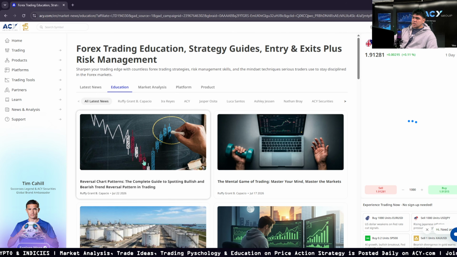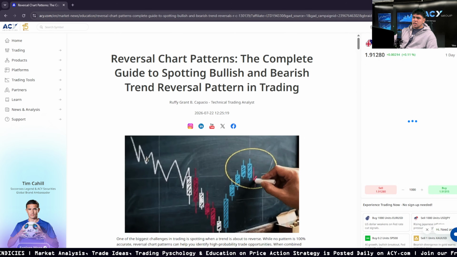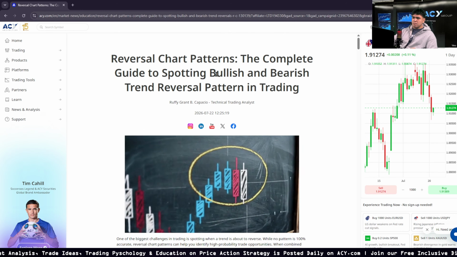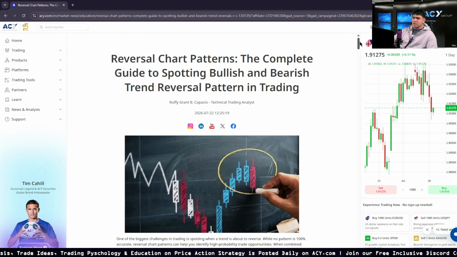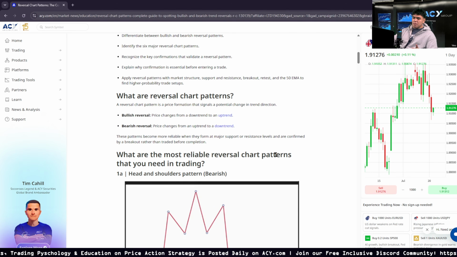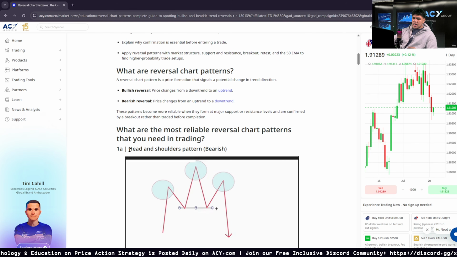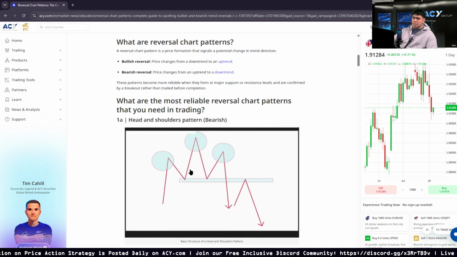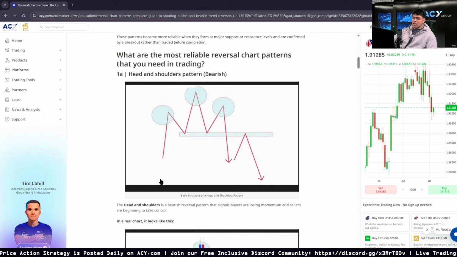Now, I have a recent blog on how to spot this, a complete guide to spotting bullish and bearish trend reversals. One of the most reliable reversal chart patterns that I use is the head and shoulder pattern. This is how it forms.